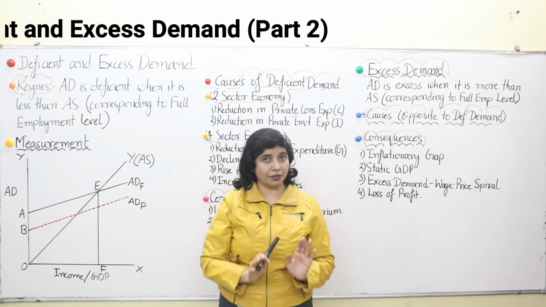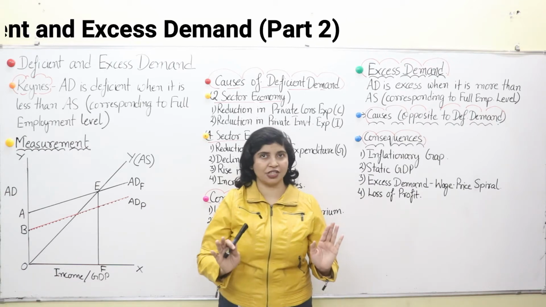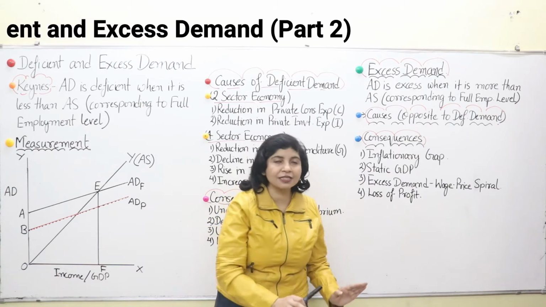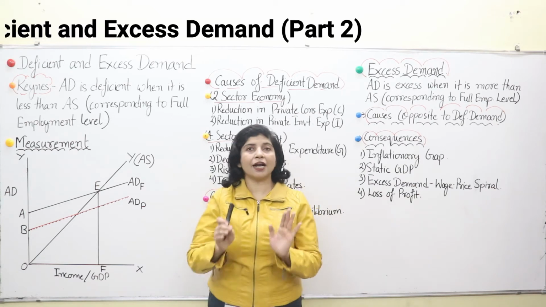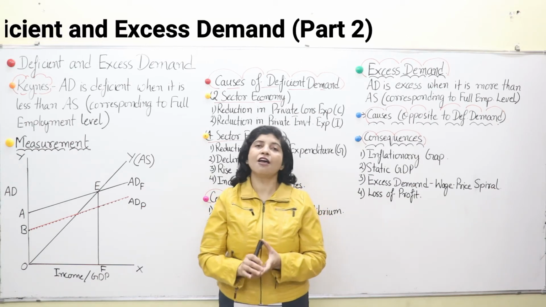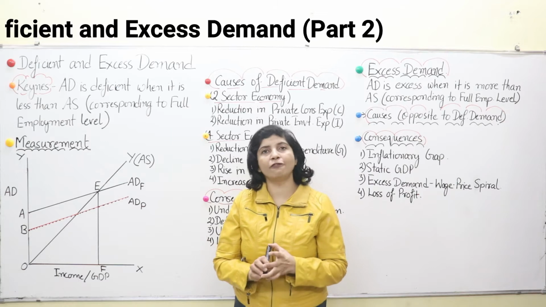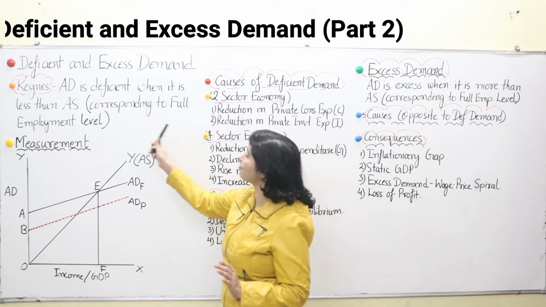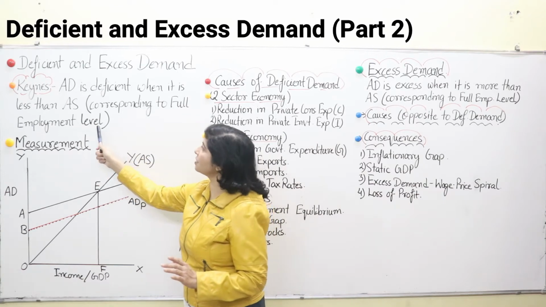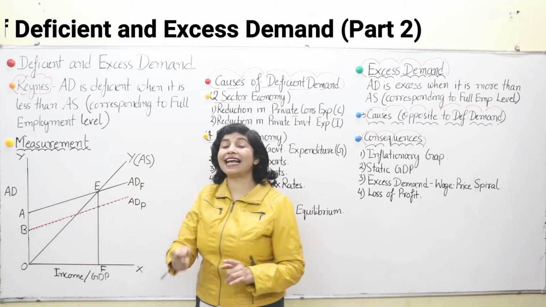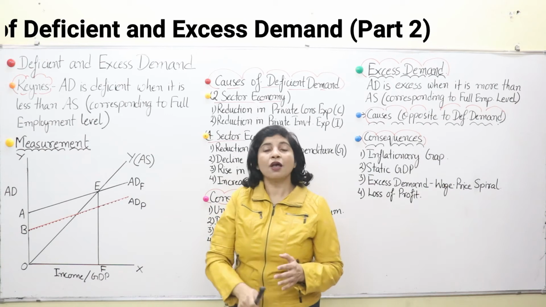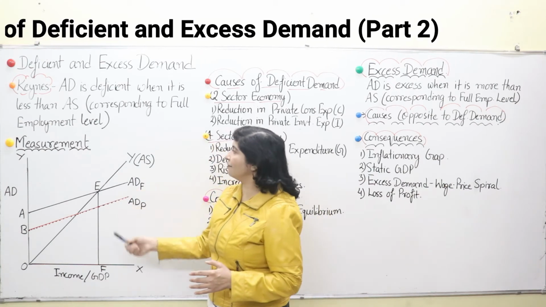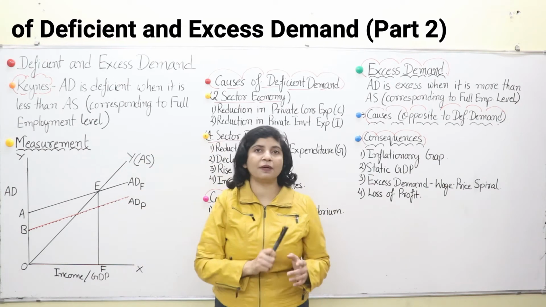That is, full utilization of resources in the economy is ensured, and all the resources of the economy are fully utilized. That is the level of full employment in any type of economy. Please watch that video in detail. Here we need to see that aggregate demand is deficient when it is less than aggregate supply at the full employment level. So we need to discuss the measurement first.